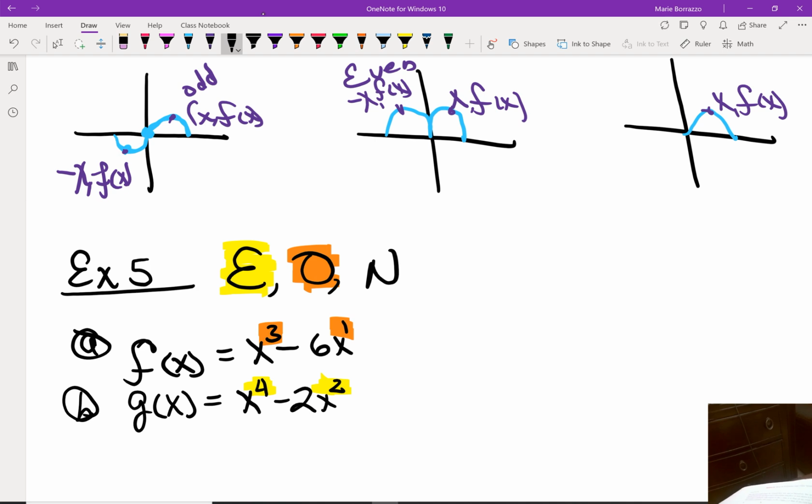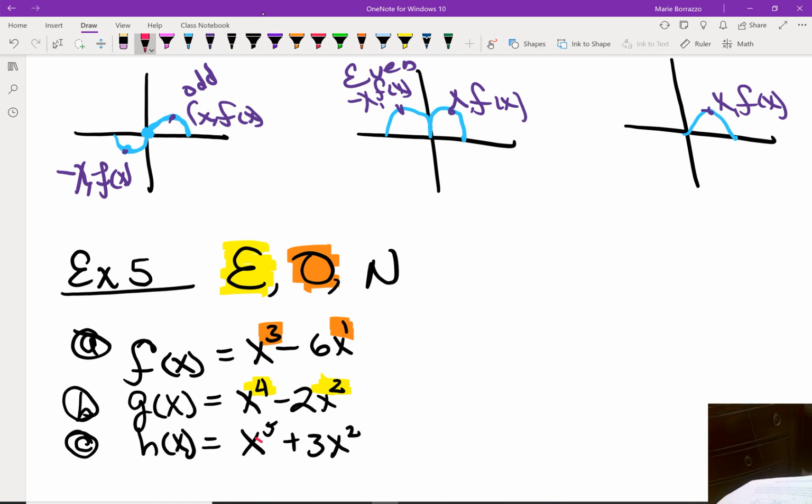In part C, I'm going to give you h of x is equal to x to the fifth power plus 3x squared. You see how we have mixed values here? This is odd. This is even. So because it's mixed, exponents means it's neither odd nor even.